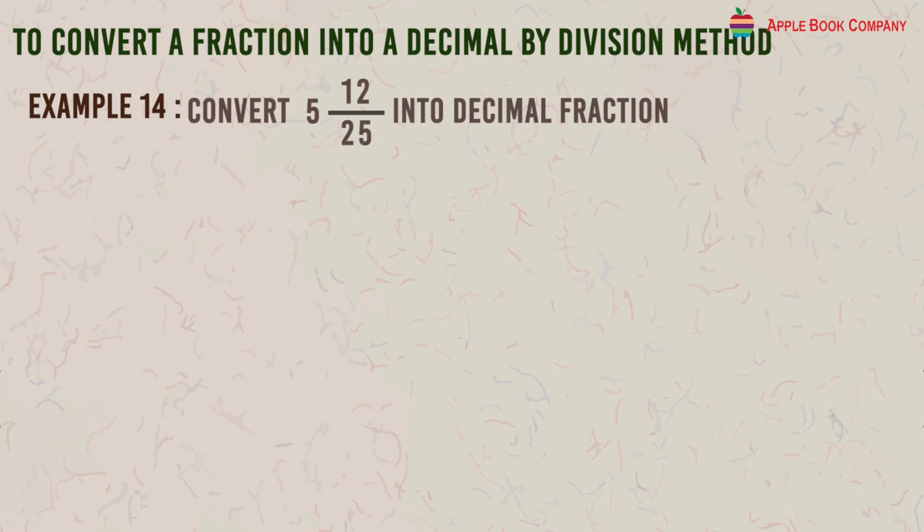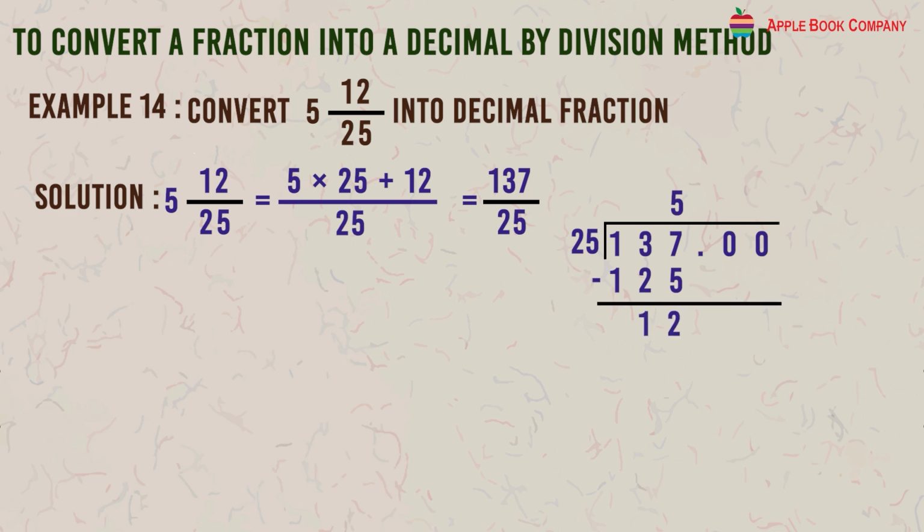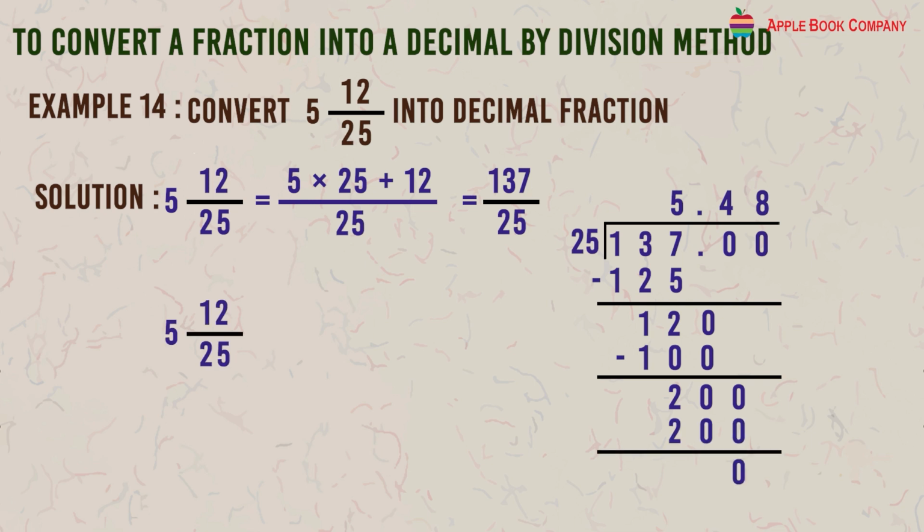Example 14. Convert 5 12 by 25 into a decimal fraction. Solution. We have 5 12 by 25 is equal to 5 into 25 plus 12 by 25, which is equal to 137 by 25. So 137.00 divided by 25. 25 5s are 125. 12 brought down. 0 also brought down. Now 25 4s are 100, 20 left over. 0 brought down, 25 8s are 200, 0 is the remainder. 5 12 by 25 is equal to 137 by 25, which is equal to 5.48.